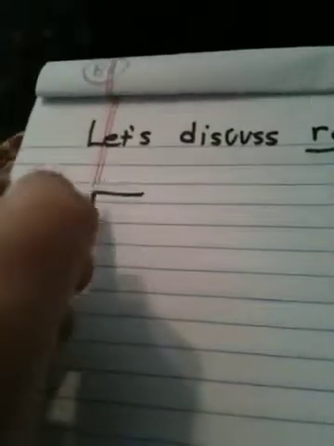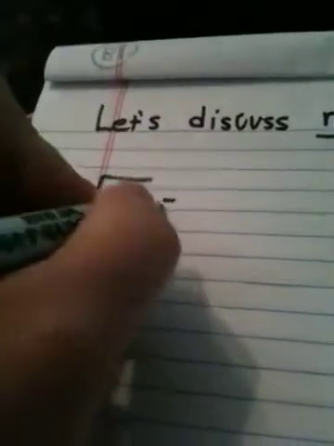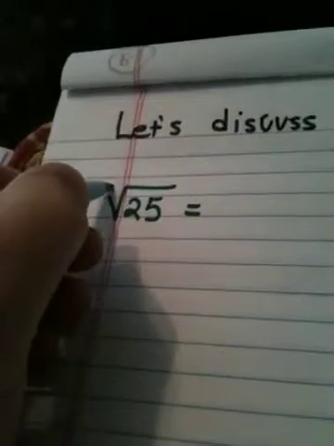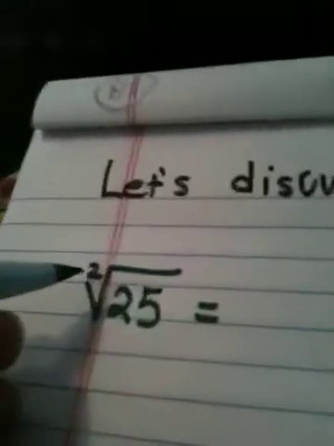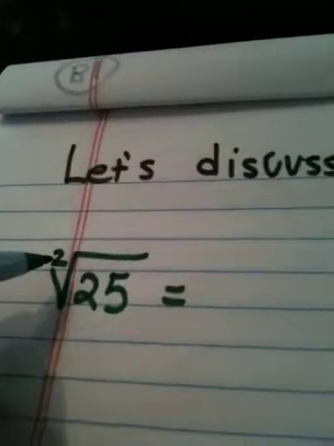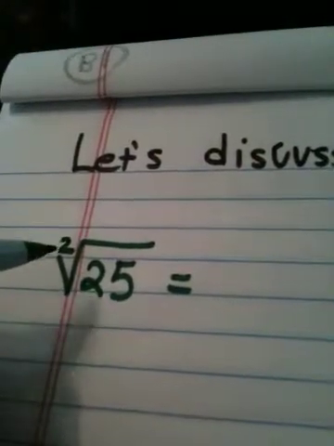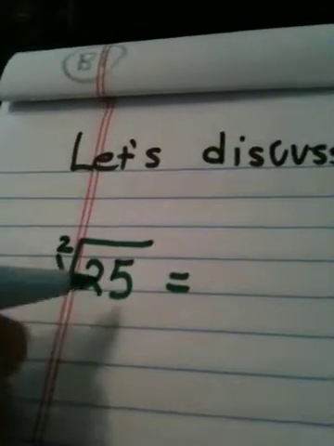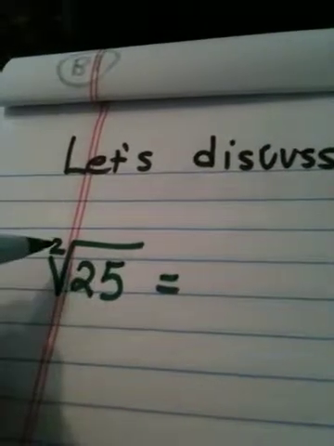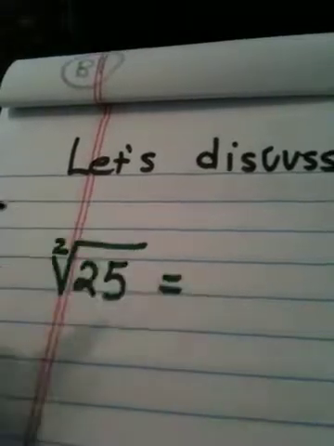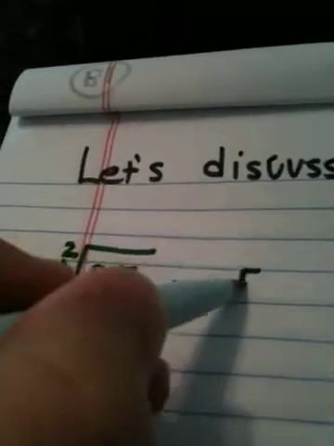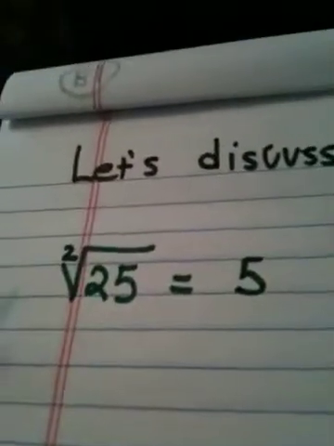If I write something like the square root of 25, you know that there's an implied index here, which is the number in the pocket. If it's not there, it's an implied 2. And what you're asking yourself is, what times what gives you 25? And of course, whenever the index is an even number, the answer has to be positive. So the answer, of course, would be positive 5.